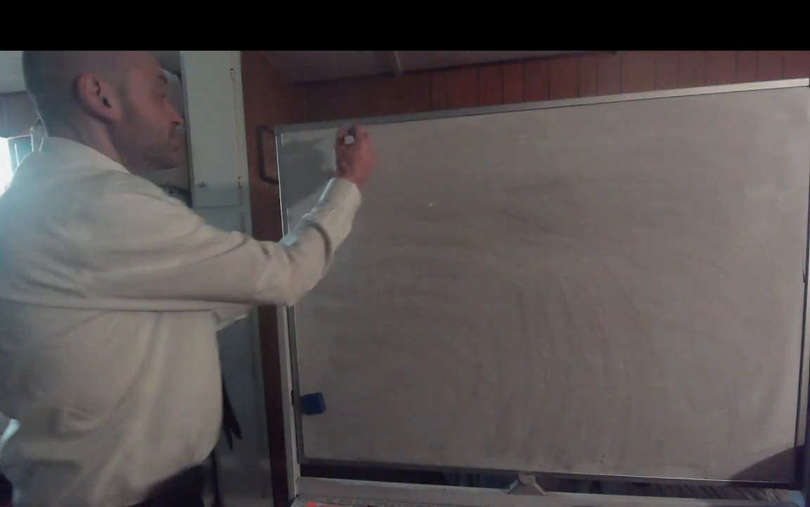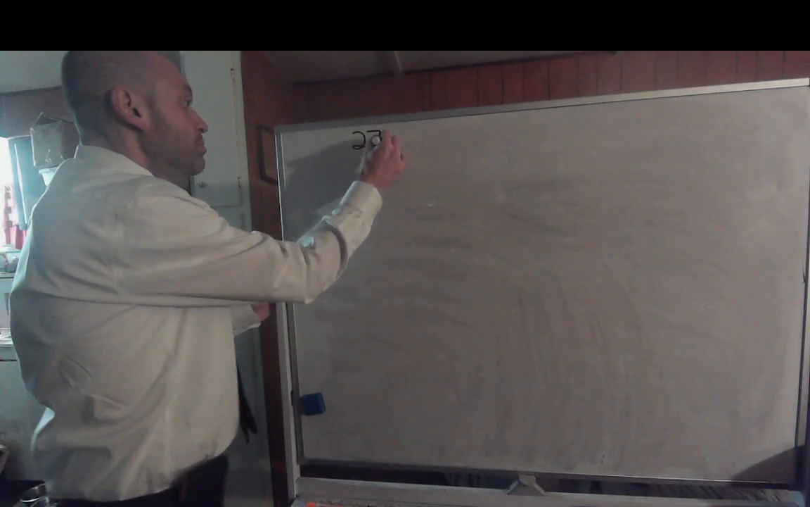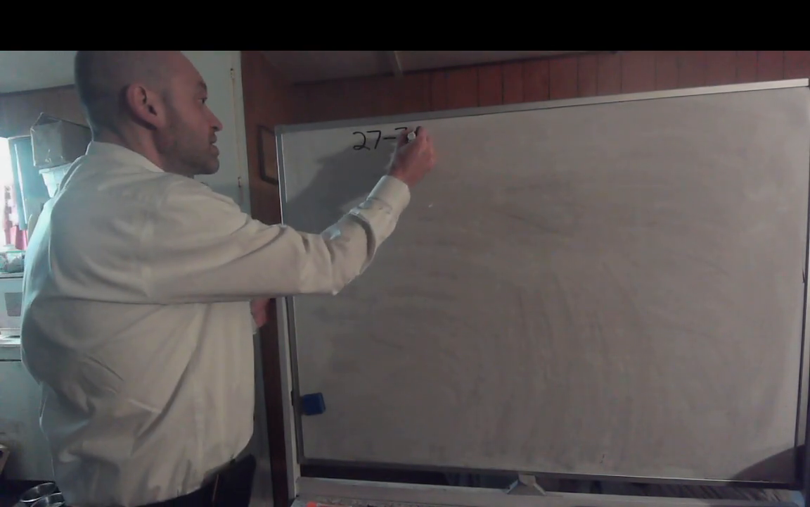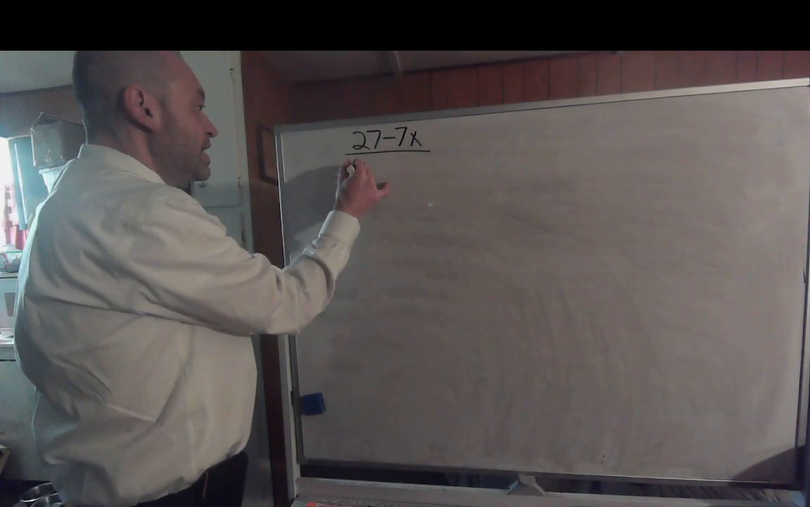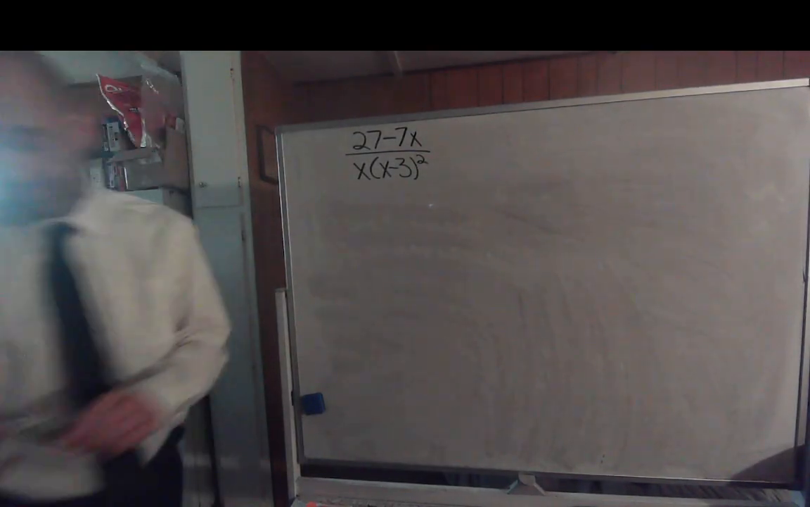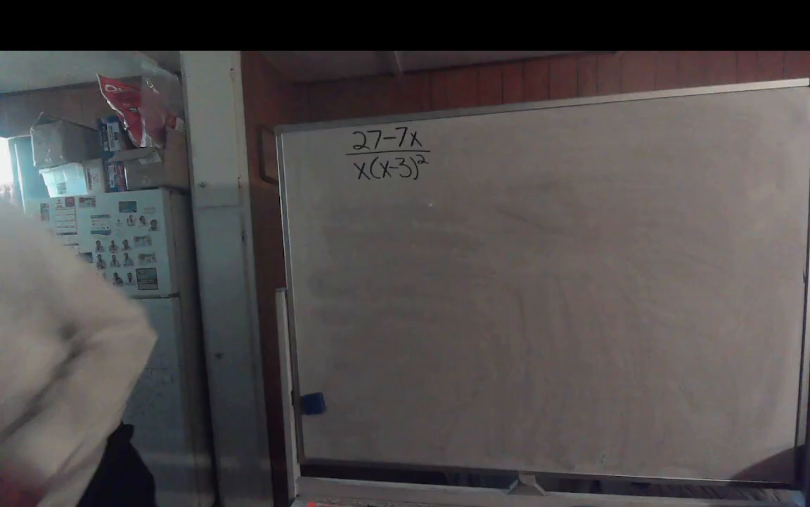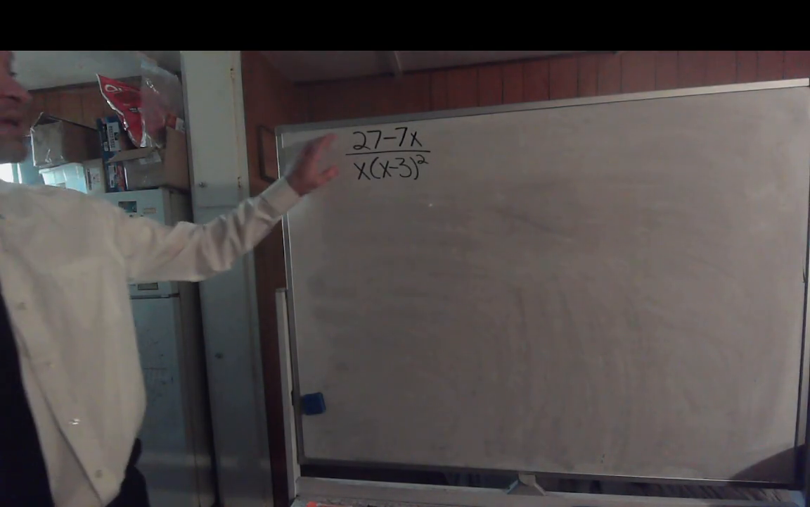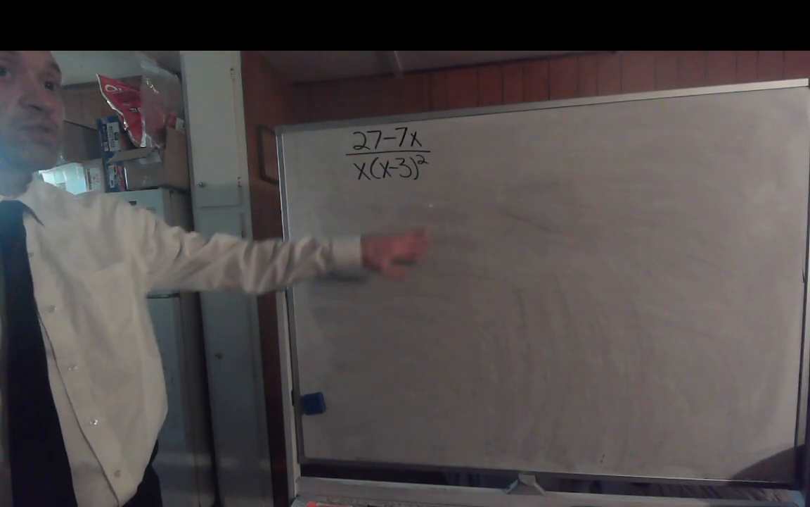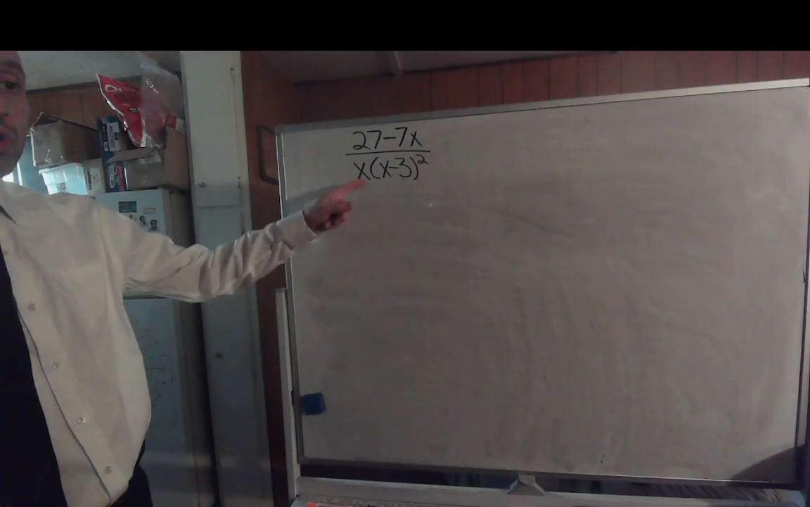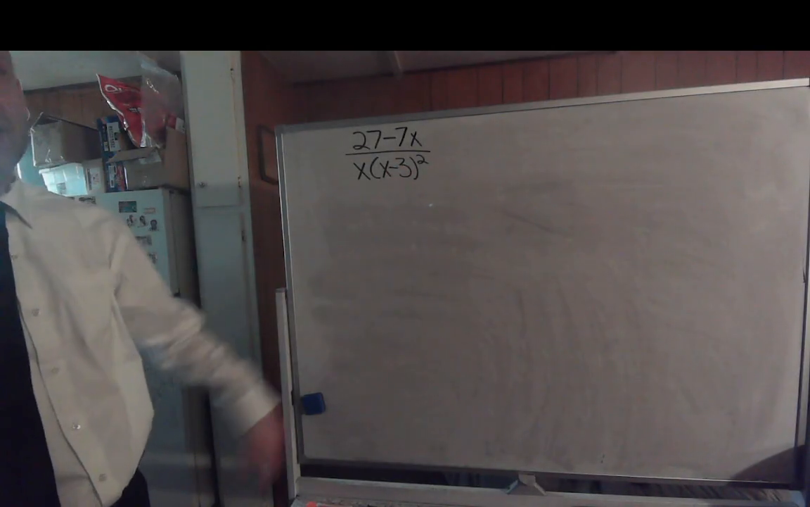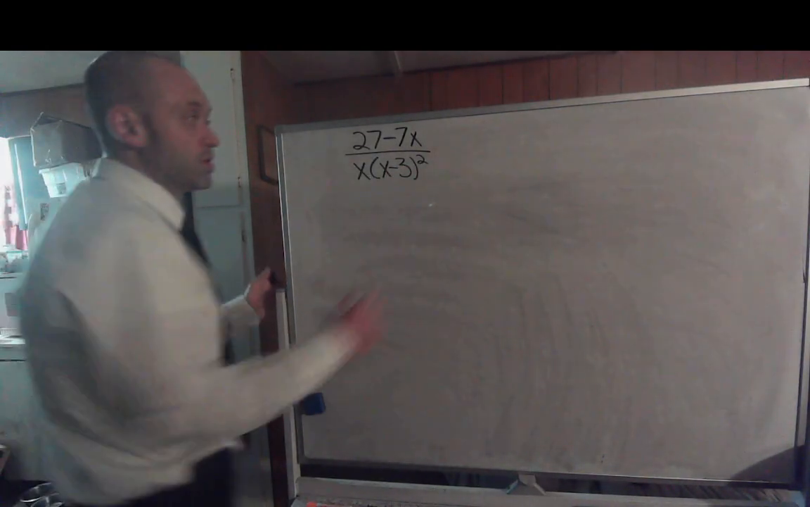So what if I give you something like this? 27 minus 7x all over x times x minus 3 squared. So you have 27 minus 7x over x times x minus 3, the quantity squared. So you have one non-repeating linear factor, and then you have one repeating linear factor. So how's that going to work?